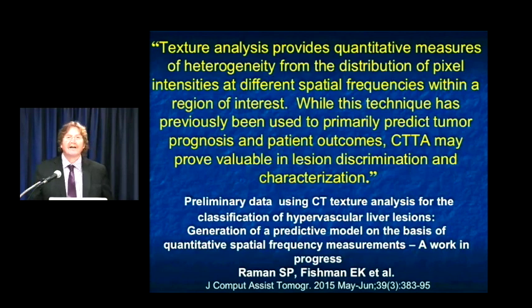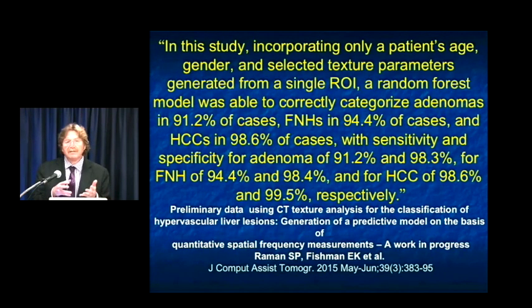Texture analysis provides quantitative measures of heterogeneity from the distribution of pixel intensities at different spatial frequency within a region of interest. While this technique has previously been used to predict outcome of tumors, now we're able to perhaps use it for lesion discrimination and characterization. And we did this with liver, we've done this with kidney now, we're doing it with lung. There's many articles published looking at lung cancer, renal cancer, and many of the articles basically make the point that you're able to predict how people will respond to certain therapies, certain tyrosine kinase therapies in renal tumors.